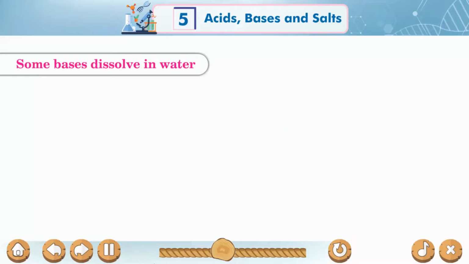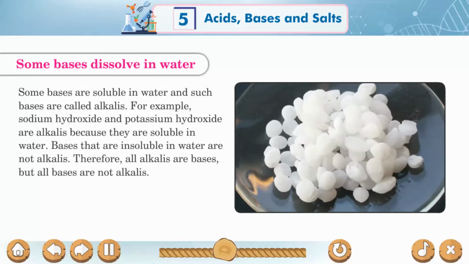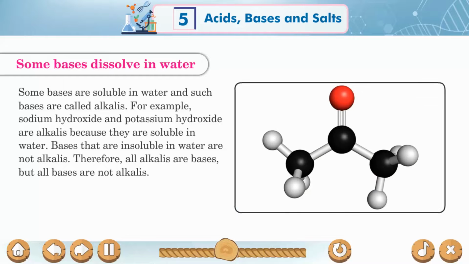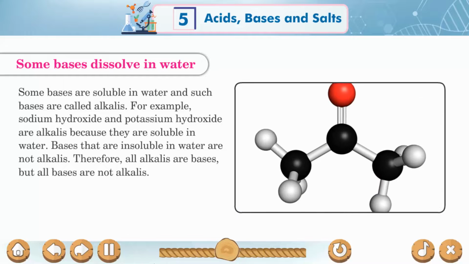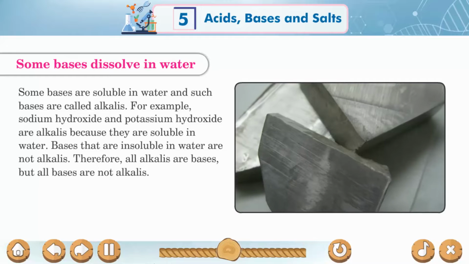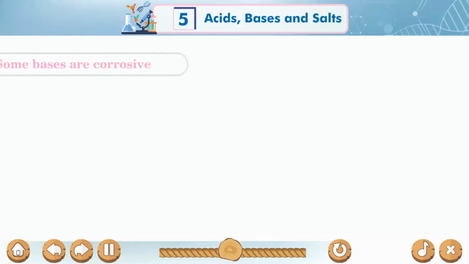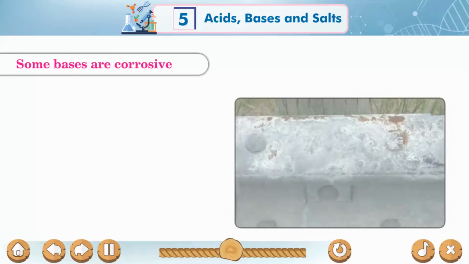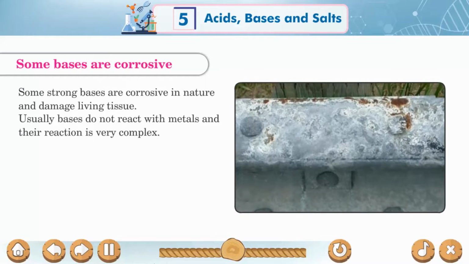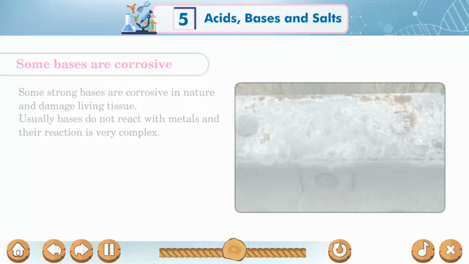Some bases dissolve in water. Some bases are soluble in water and such bases are called alkalis. For example, sodium hydroxide and potassium hydroxide are alkalis because they are soluble in water. Bases that are insoluble in water are not alkalis. Therefore, all alkalis are bases, but all bases are not alkalis. Some bases are corrosive. Some strong bases are corrosive in nature and damage living tissue. Usually, bases do not react with metals and their reaction is very complex.